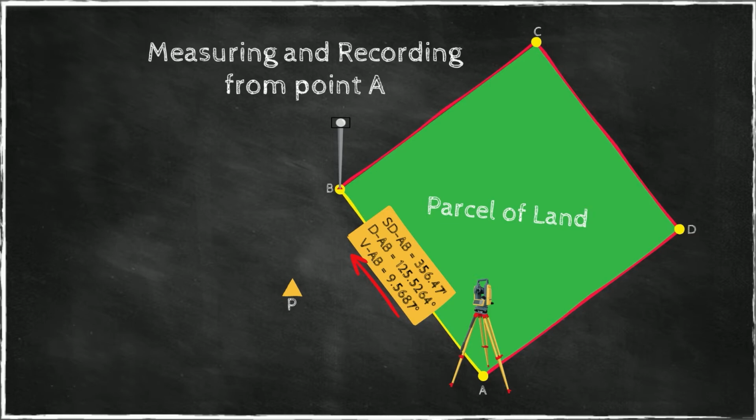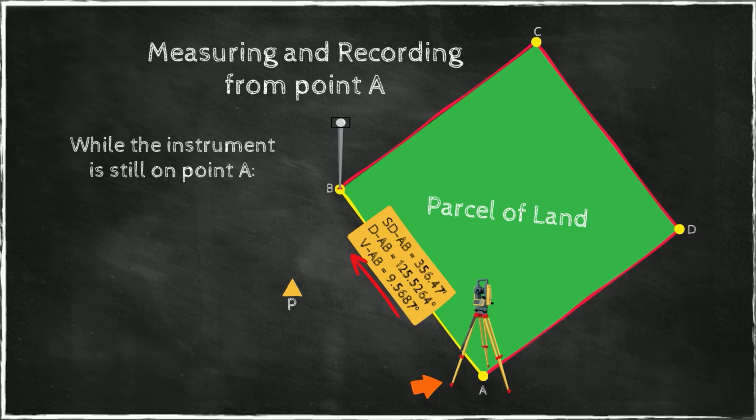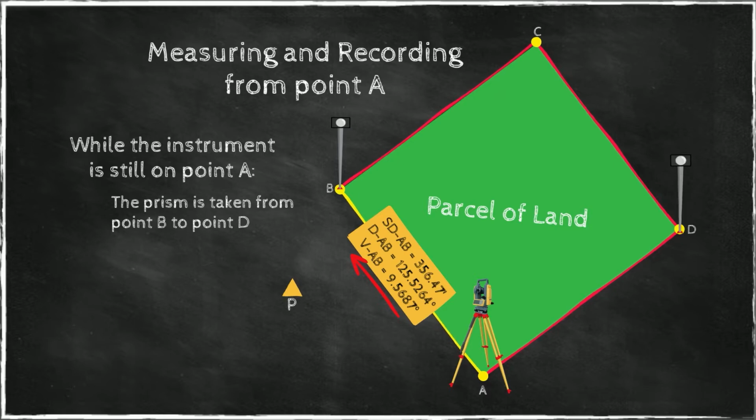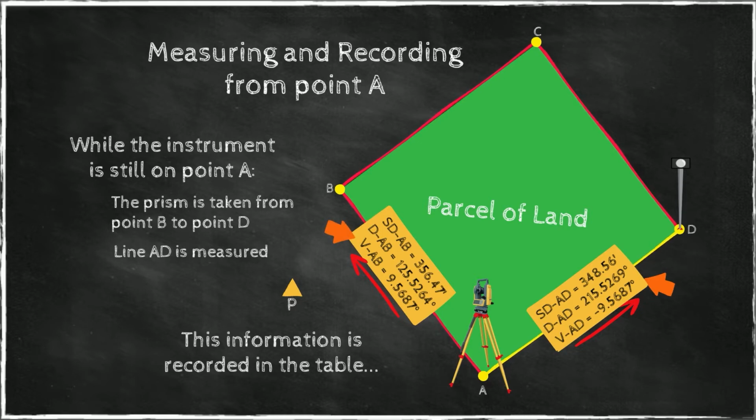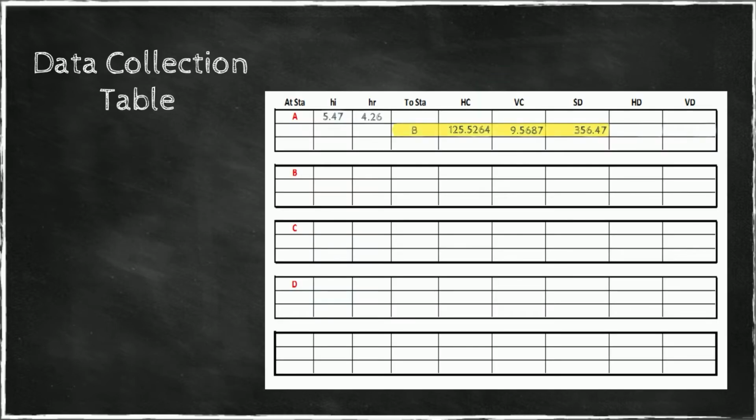So what we will do is, while the instrument is still set up here at point A, and we have determined this azimuth, we can now take the prism from B over to D and measure this distance here. And we get these measurement data here. So a new slope distance, a new horizontal circle reading, and a new vertical angle. And we put this information into our table. So here you have the shot from point A to point B with its data, and the shot from point A to point D with its data.